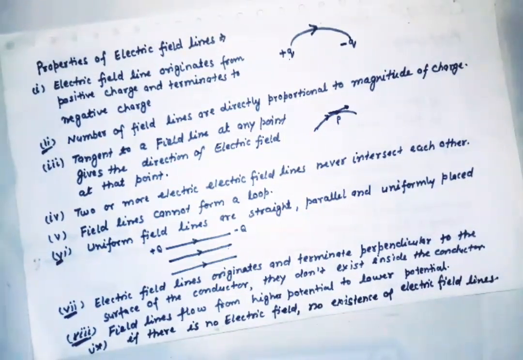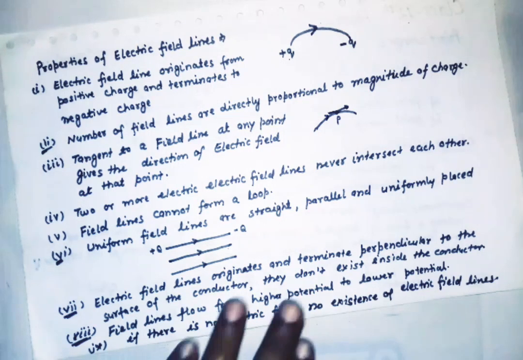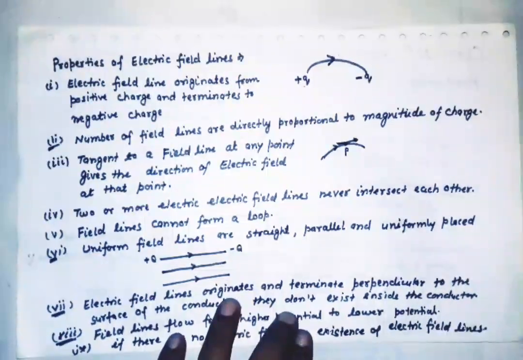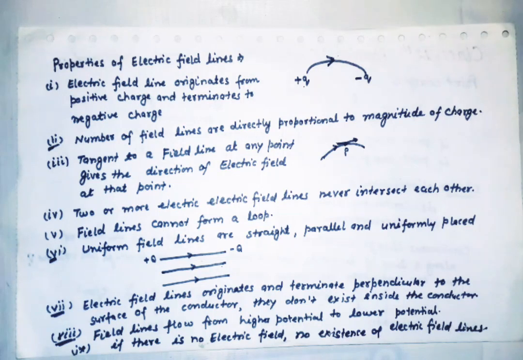So these are the properties of electric field lines, and these properties are very helpful to decide the nature of charge and other electromagnetic studies. Thank you.